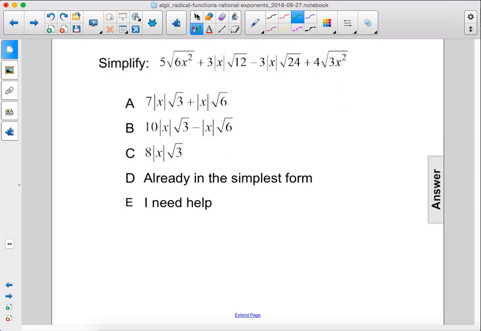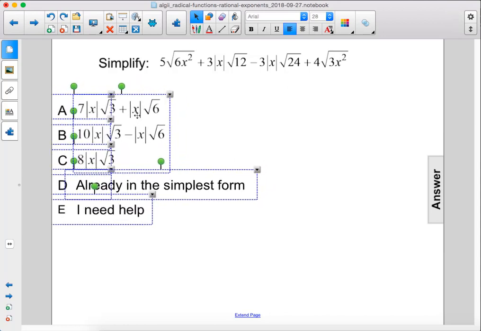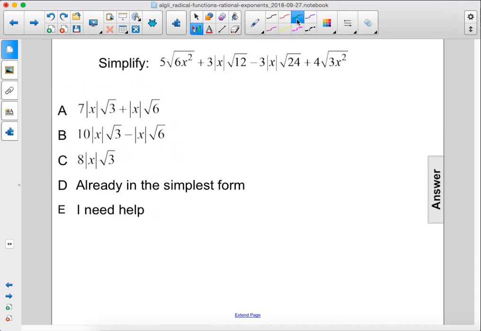Simplify. All right, so first thing I'm going to do is move all of these over, give myself a little more space. All right, so let's start with this first term here. We can take this x squared and cancel out that squared and move the x out front. In order to do that, we need to put it in absolute value signs, since here it has an even exponent of 2 and out front it's going to have an odd exponent of 1. Then we're left with the square root of 6, which cannot be simplified further.